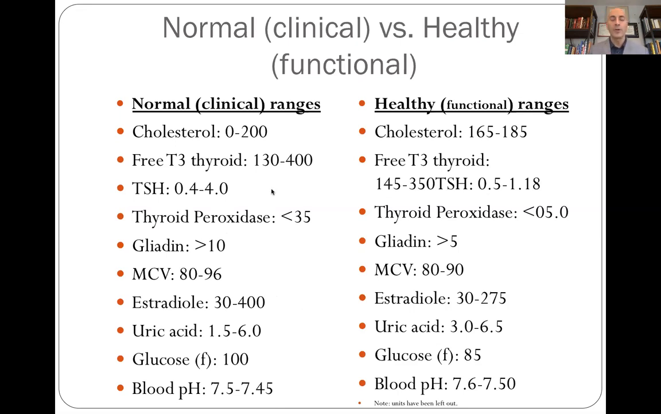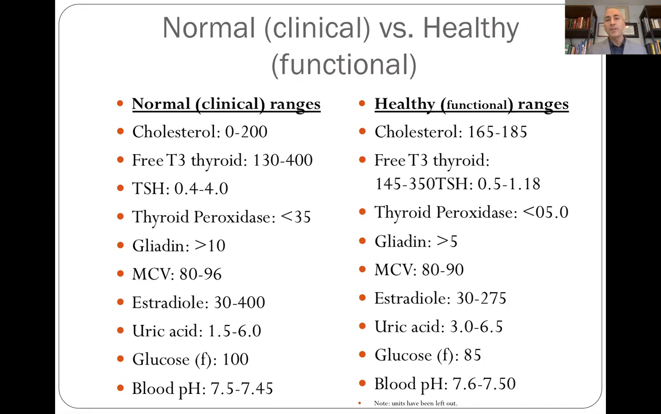Now, this is one of the more important slides on this whole presentation. In the left column, it says normal or clinical ranges. And on the right side, it says healthy or functional ranges. Now let's go back to the normal side here for a second. It says here, and I've left the units out, that cholesterol is 0 to 200 milligrams per deciliter. I didn't put the units for these other tests because they'll just fill up space. So I just want you to know that was a purposeful deletion, as my note says at the bottom of this slide.